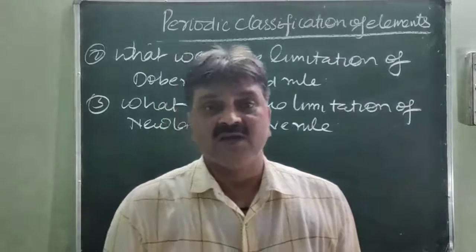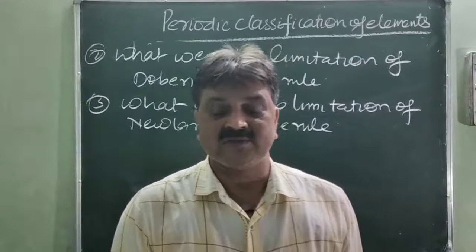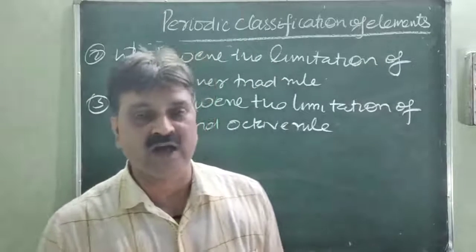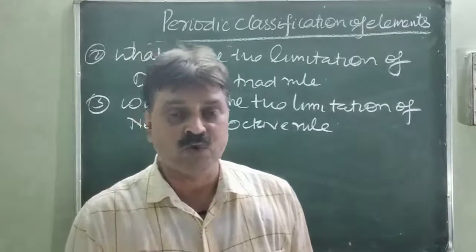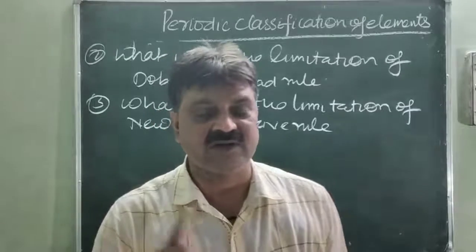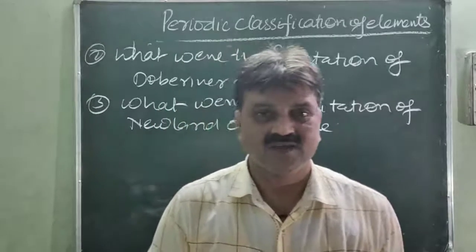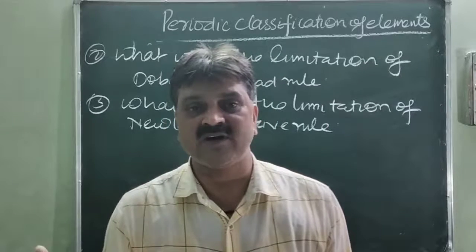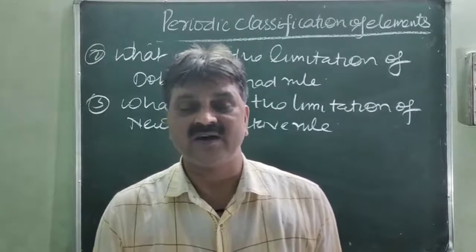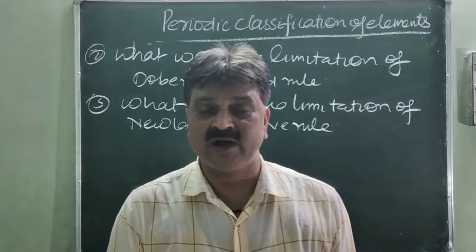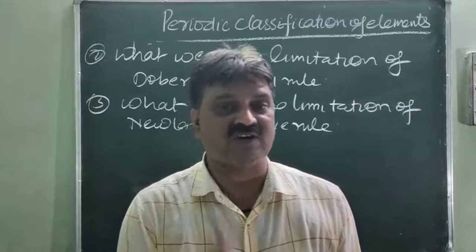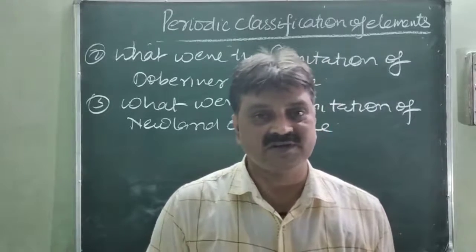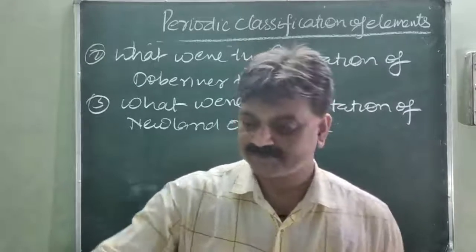Another thing, Newland assumed that only 63 elements were known, and after this no more elements would be discovered in nature, in the future. So that was the wrong concept, because after that more elements were discovered, and till now 118 elements are known. So that concept was wrong. It is also a limitation of the Newland octave rule. Is it clear?